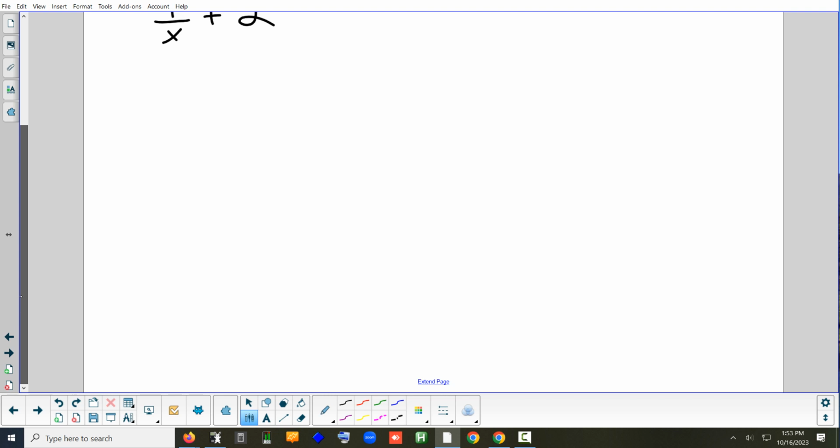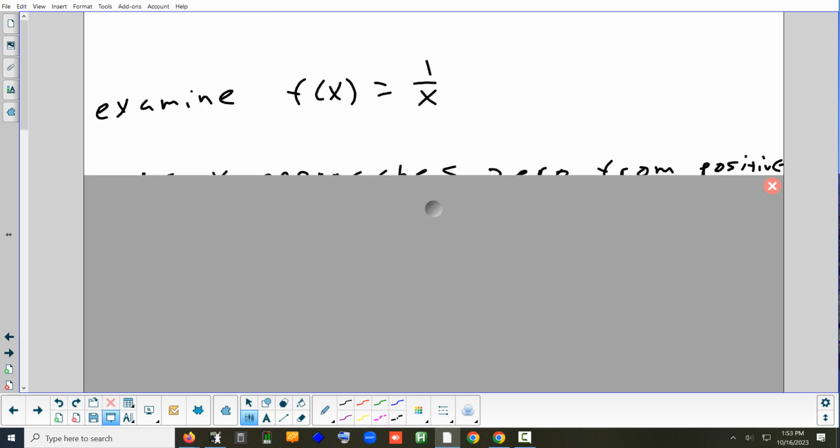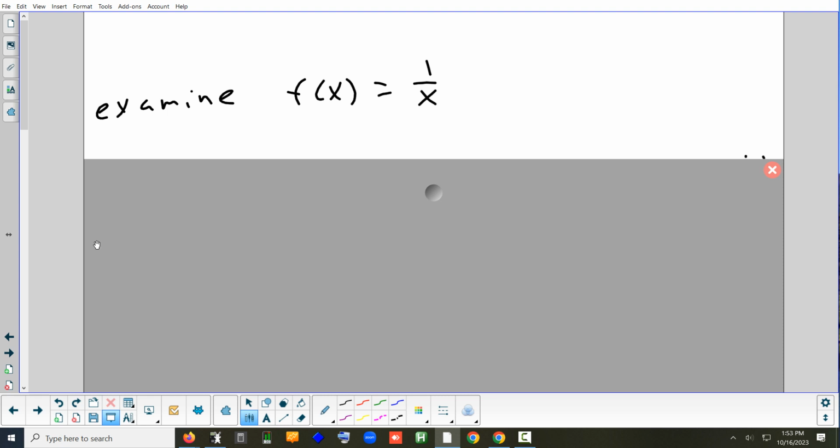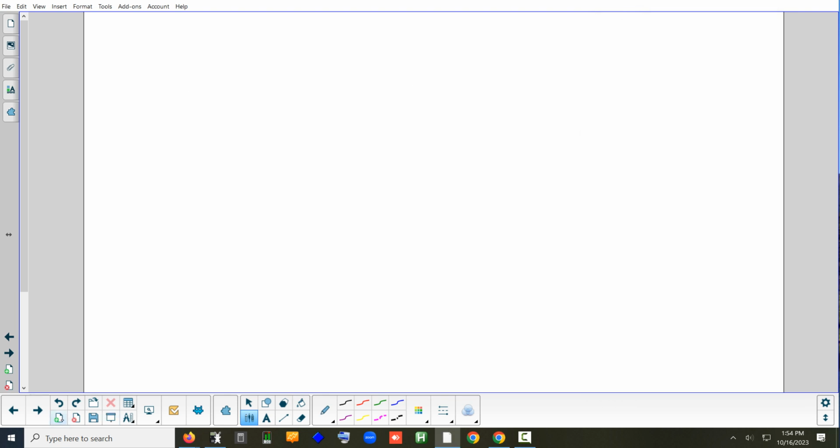I think I just graphed that one, so I'm not going to do that again. All right, let's graph 1 over x. I'm going to do it again, but this time I'm not going to look at what happens as I head left and right. I want to look at what happens near the origin. In other words, very small values for x, 0.1 or 0.0001, something like that.